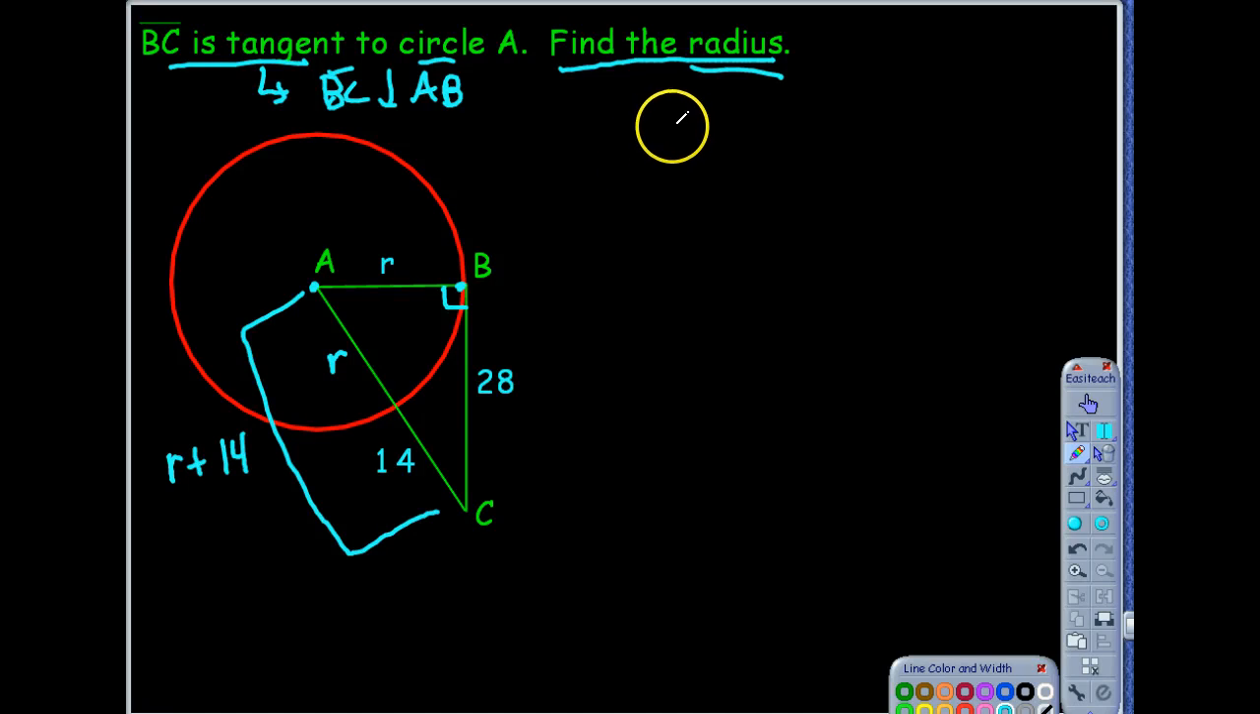Okay, so when I do this, get ready for this one, folks. I'm going to take my hypotenuse, which is R plus 14, and I'm squaring that, to show that I'm squaring the whole thing. And we know it's going to equal, because this is a right triangle, R squared plus 28 squared.